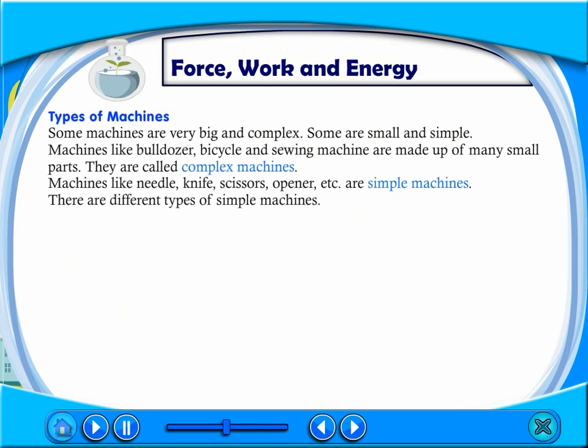Types of machines. Some machines are very big and complex, some are small and simple. Machines like bulldozer, bicycle and sewing machine are made up of many small parts. They are called complex machines. Machines like needle, knife, scissors, openers, etc. are simple machines. There are different types of simple machines.